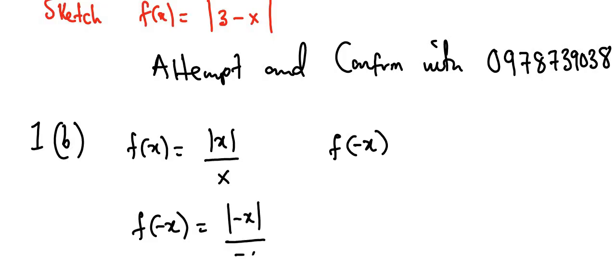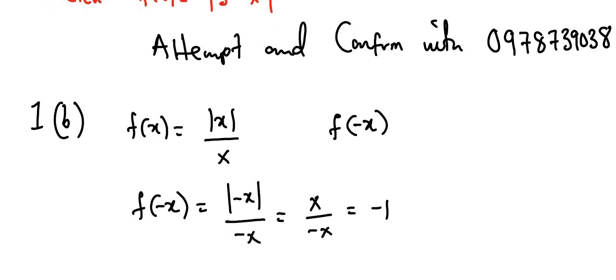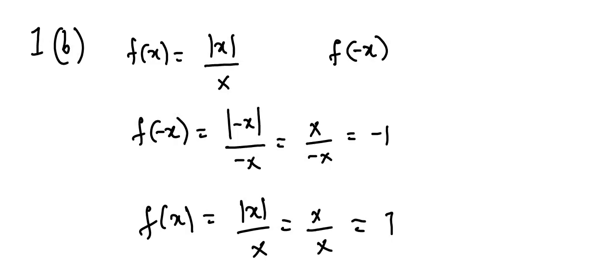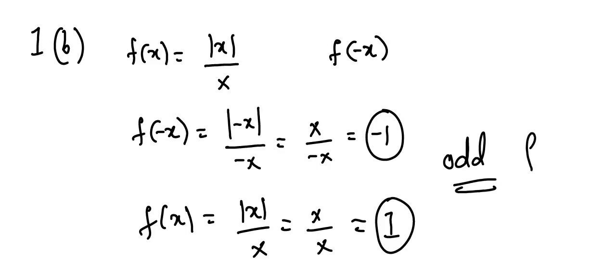Then you have a negative x down. This is giving us x, then this is negative x. This is ending up giving you 1. And then when you put f of x in the same function, it's still going to be this. Modulus of x is just going to be x because x is positive, right? This is giving you 1. Now you notice that the numbers that you are getting are the same except the signs are opposite. So this is simply an odd function.